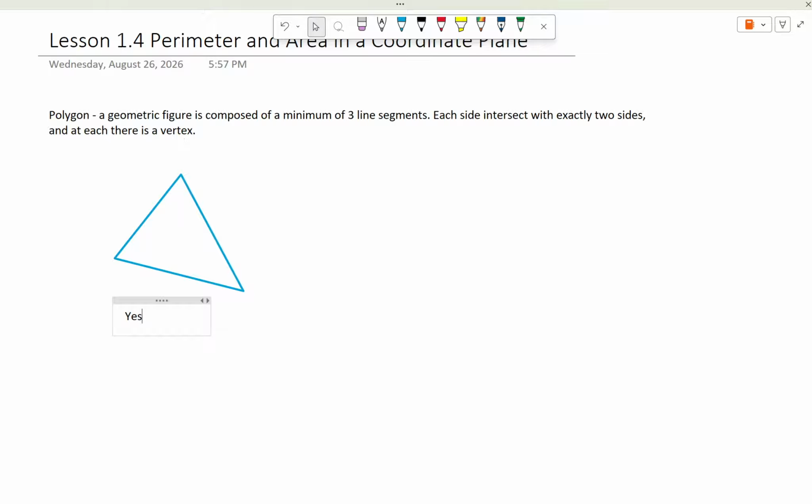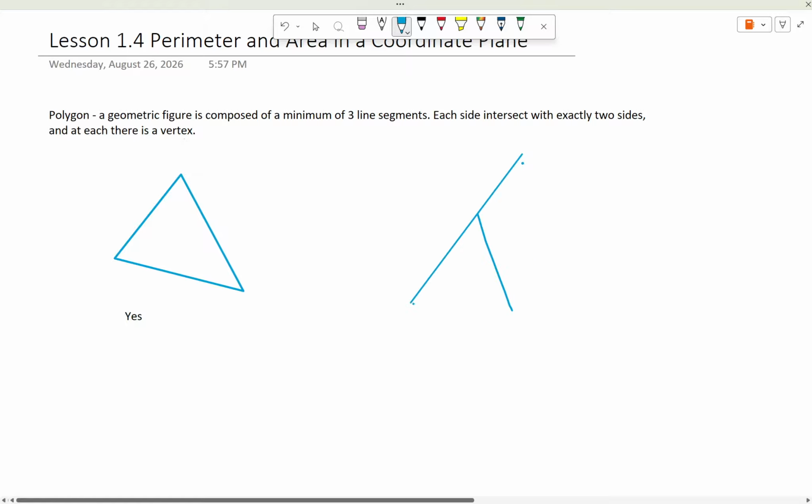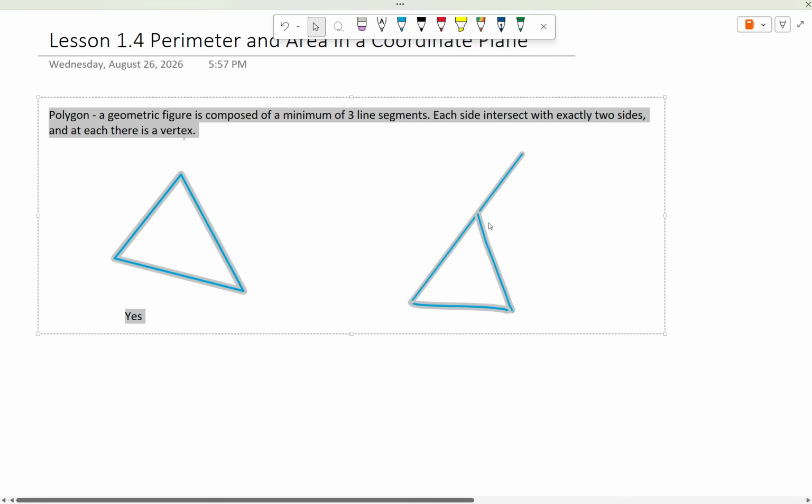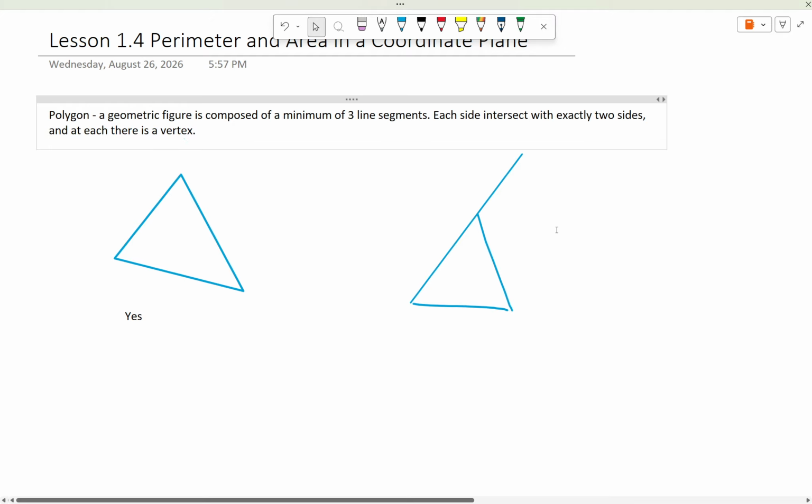Let's do another one here. Is this a polygon? Well, here's the issue. It intersects with exactly 2 sides. Here, we have this guy, it intersects with 2 sides. This guy intersects with 2, right here and here. The issue is regarding the vertex, because this line segment at the top portion doesn't intersect with anything. So this is a no.